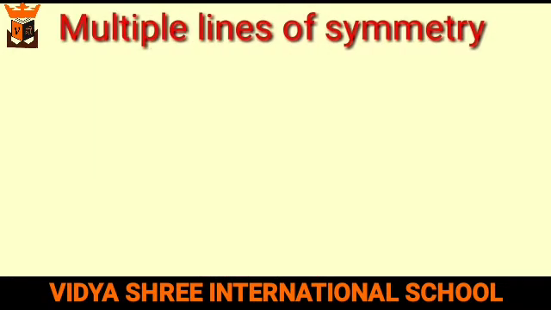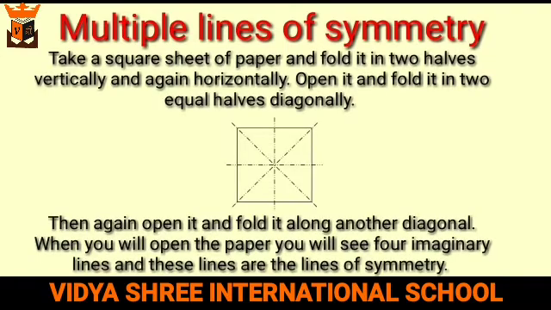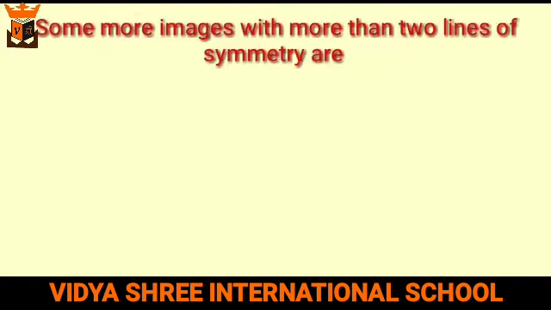Multiple lines of symmetry. Take a square sheet of paper and fold it in two halves vertically and again horizontally. Open it and fold it in two equal halves diagonally, then again open it and fold it along the other diagonal. When you open the paper, you will see four imaginary lines, and these lines are the lines of symmetry.